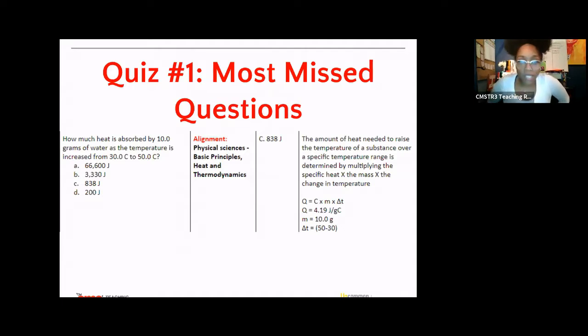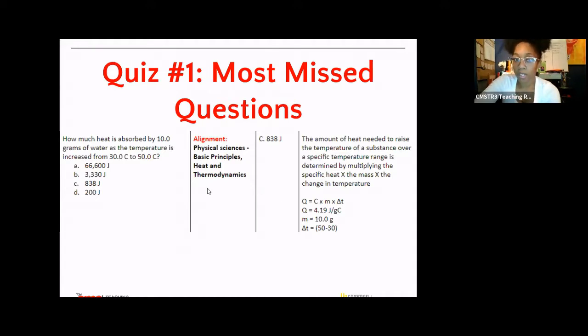So if you ever need to calculate heat, heat is measured in joules and is represented by the letter Q. So again, we're going to use the formula Q equals MC delta T and multiply everything out to get our Q value. So the answer should be 838.